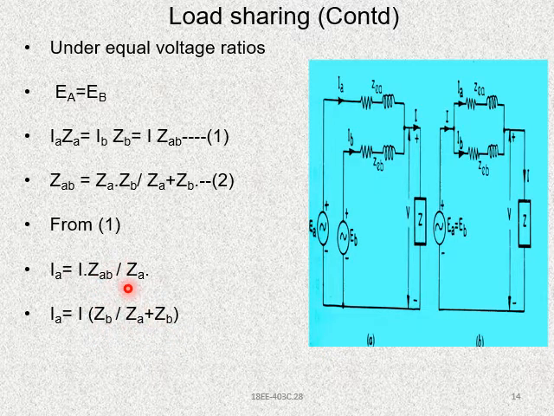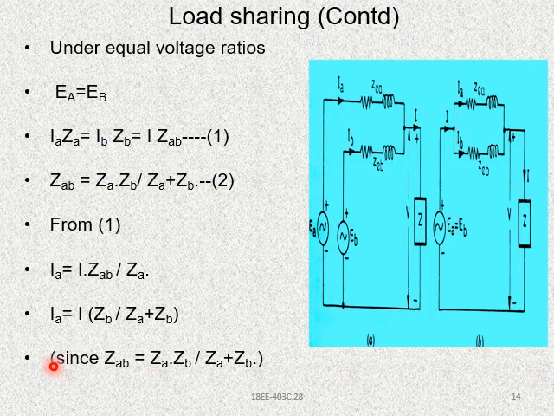How this was formed, you can see here ZAB over here. ZAB is equal to ZA into ZB by ZA plus ZB. We just substitute this value over here. Then ZA and ZA get cancelled, and finally we will be left only with ZB by ZA plus ZB. Finally, Ia is equal to I into ZB by ZA plus ZB. Since ZAB is equal to ZA into ZB by ZA plus ZB, if you substitute this over here, you will get Ia is equal to I into ZB by ZA plus ZB.